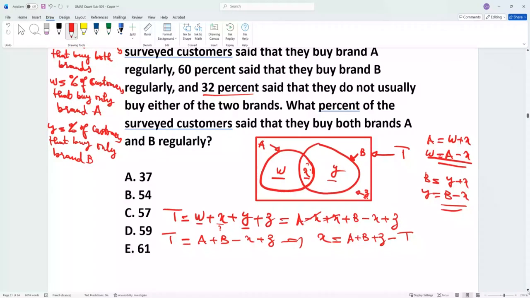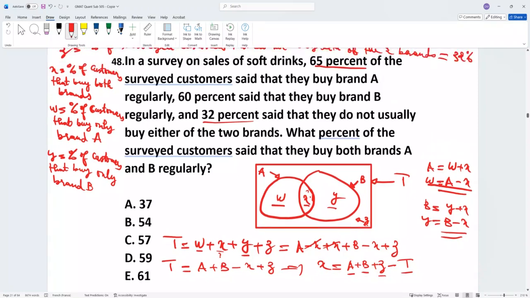So in this particular operation, we have the value of A, we have the value of B, we have the value of Z, we have the value of T. So these are the values that we identified and declared up here.